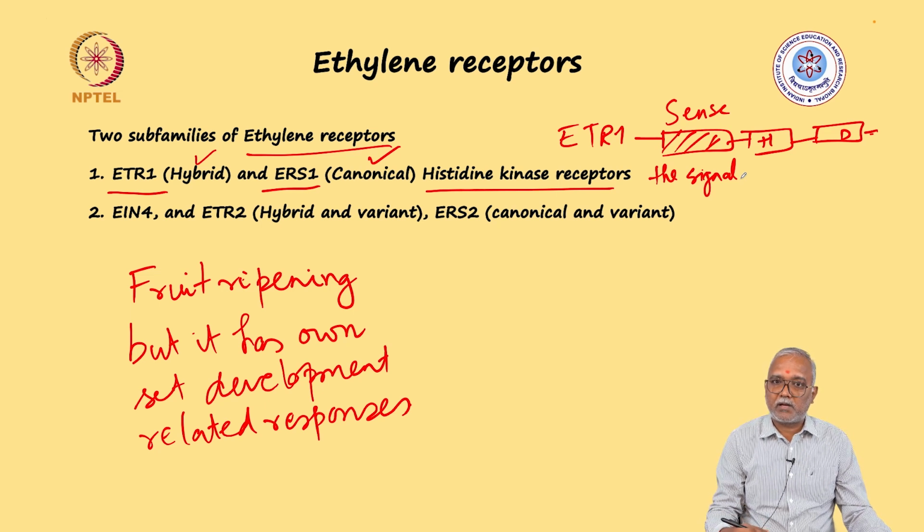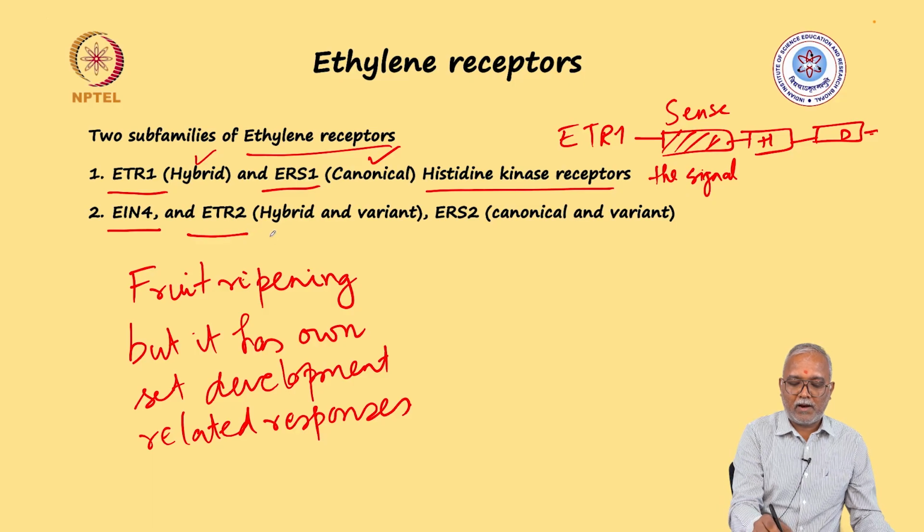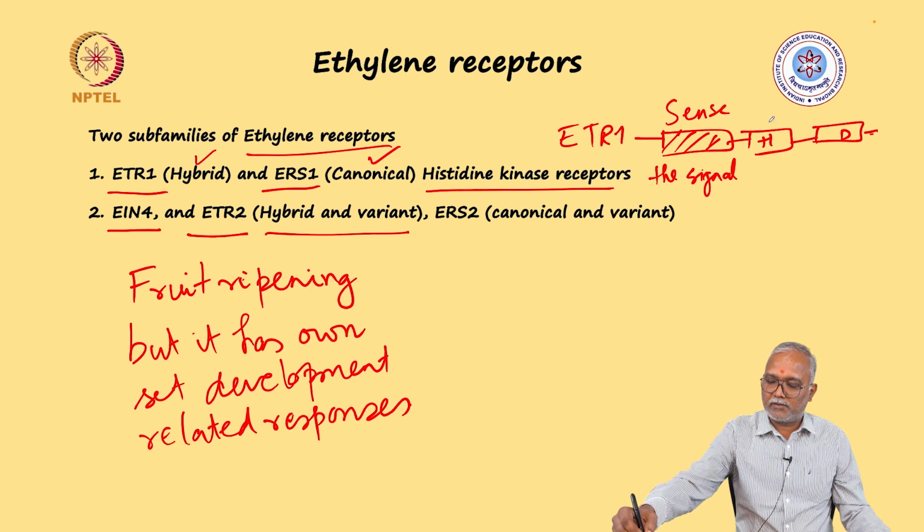Normally these receptors are bound to the ER membrane, and the binding of ethylene happens to those domains which are bound to the ER membrane. There are other types of receptors present in the other subfamily of ethylene receptors, something called EIN4, which is ethylene insensitive and ethylene response. They are hybrid and variant type. What exactly does it mean? Hybrid, they will be like this, and variant in the sense that histidine is mutated.